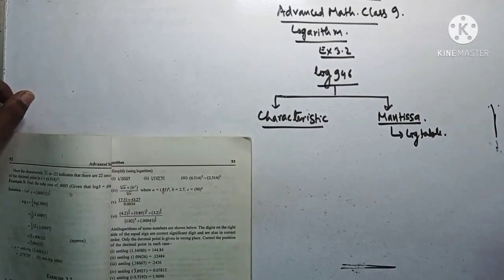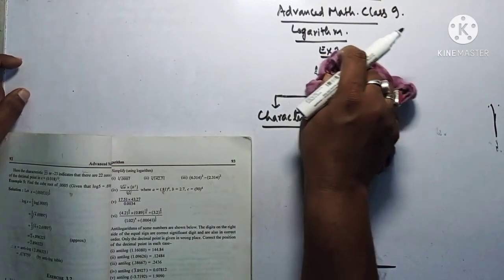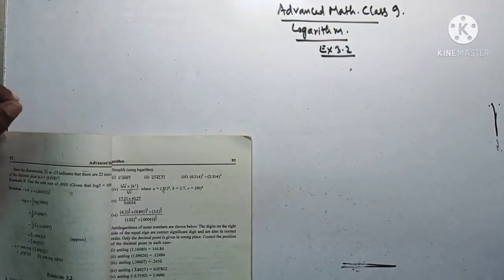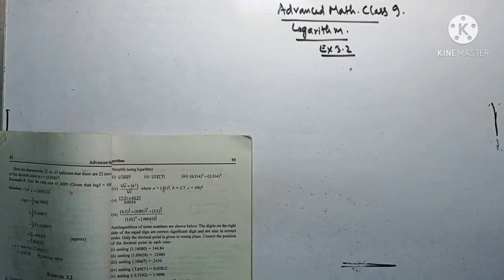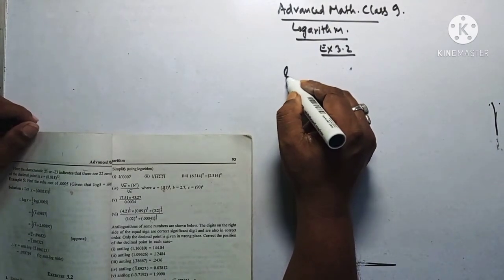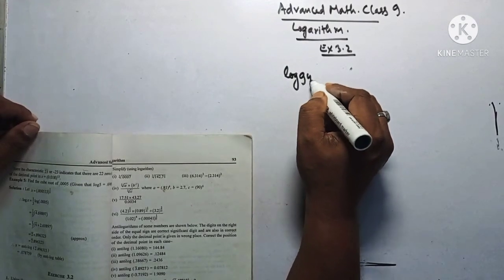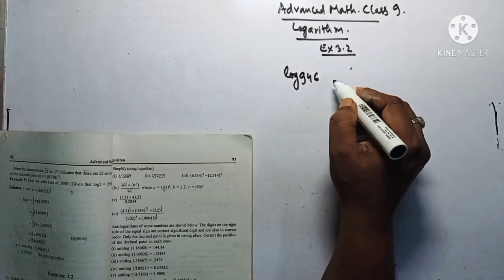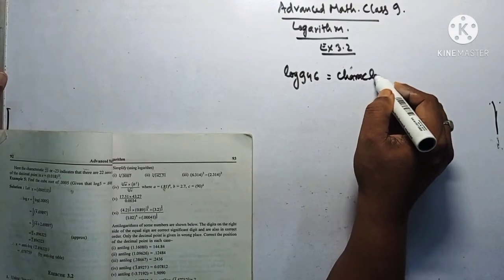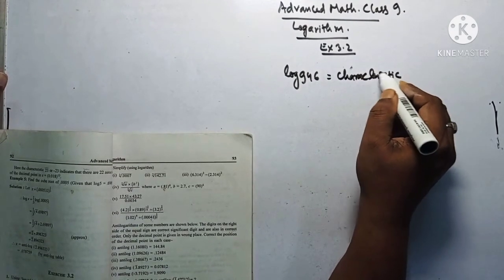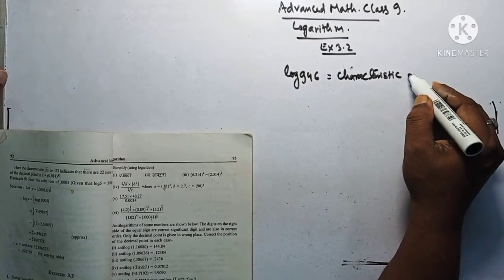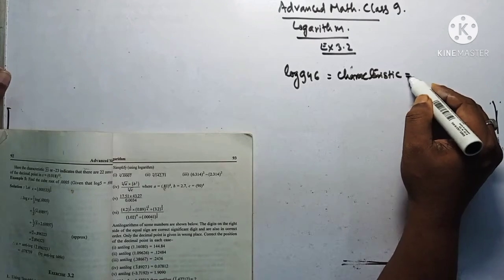So what is the characteristic? Let us take log 946. Here there are three digits. So your characteristic will be the number of digits minus 1. Always number of digits minus 1. So 3 minus 1, this will be 2.